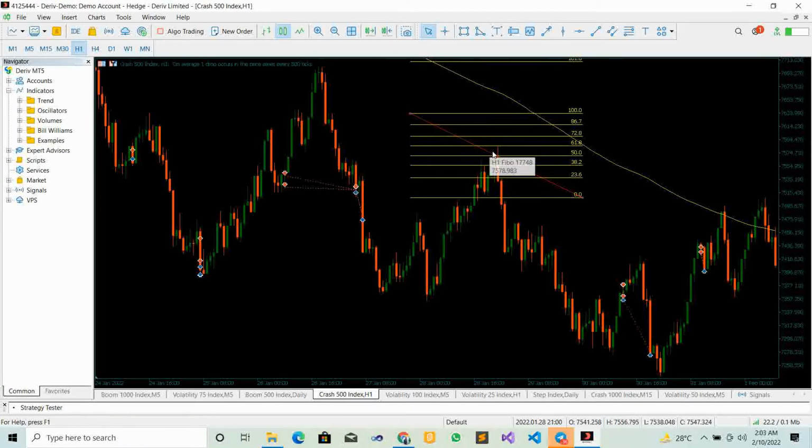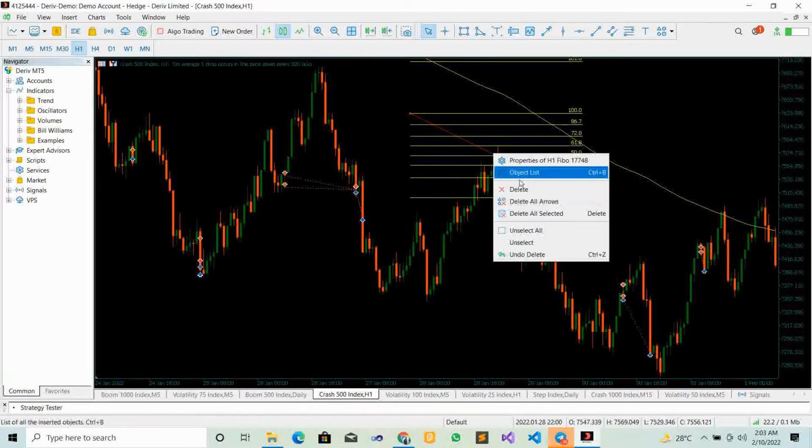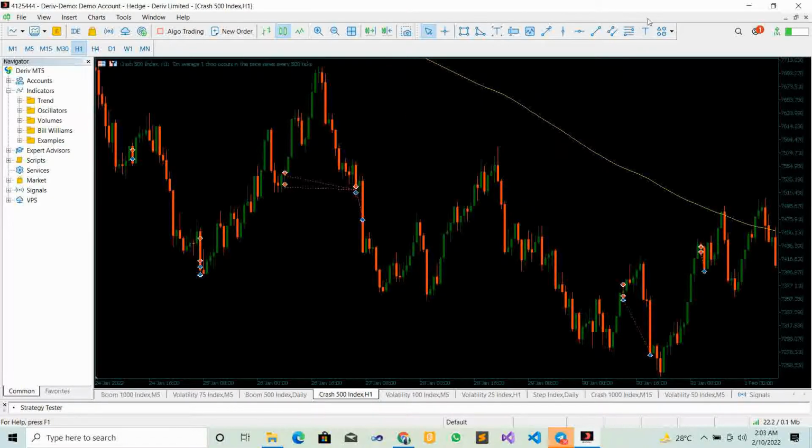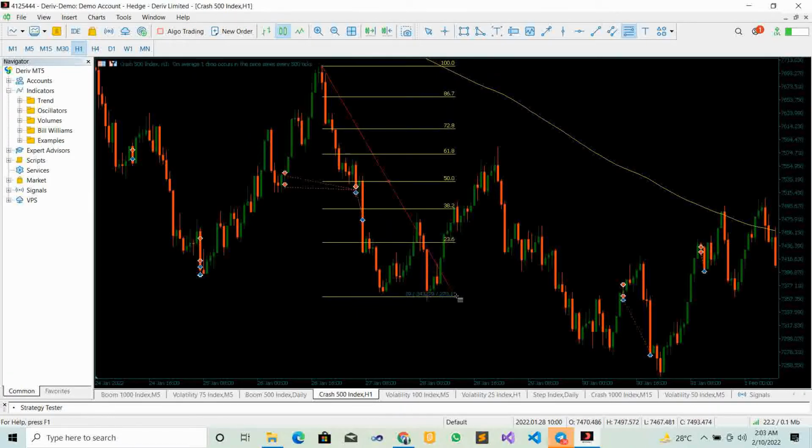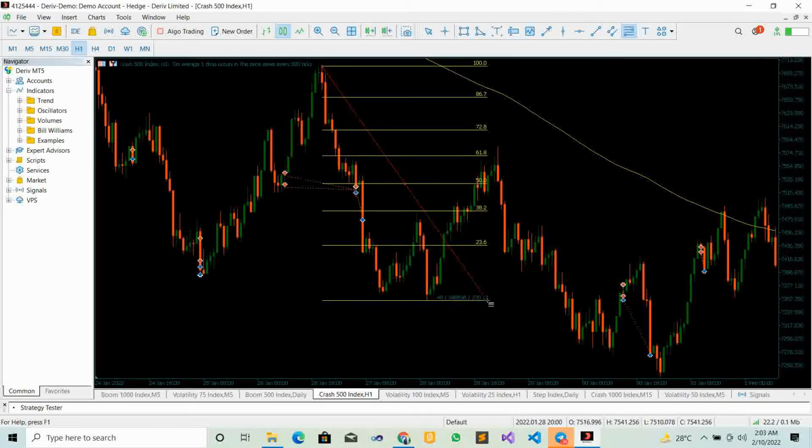So look at it right here. Let me delete this one off. Let me pick it again from here. Alright, this is a downtrend from up to down right here. Since this is a downtrend, I have to draw it from up to down so as to have my retracement. I want to see where this market will retrace to, so that I can join.